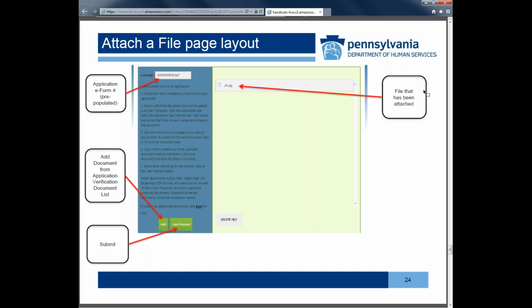This is what the Attach a File page for the e-form looks like, as well as the steps involved in submitting documents electronically. For additional steps on attaching, please see the Compass Quick Reference Guides under the Need Help Using Compass link under the Helpful Links on the Compass homepage.